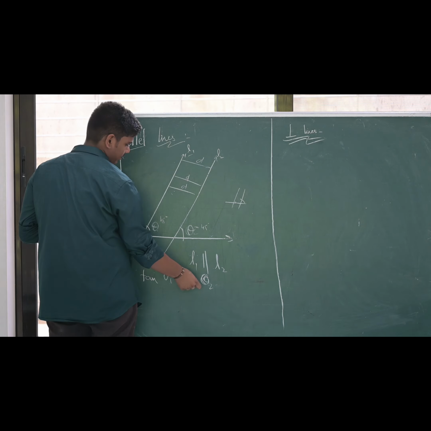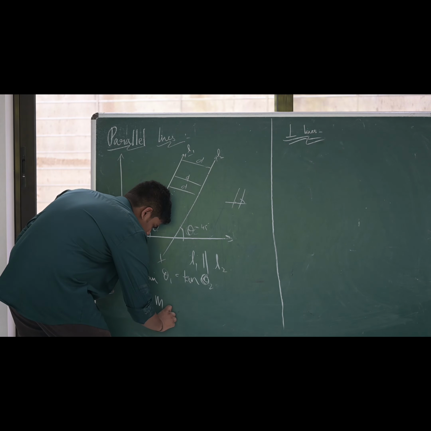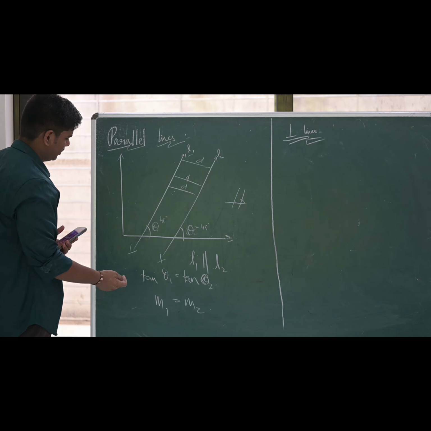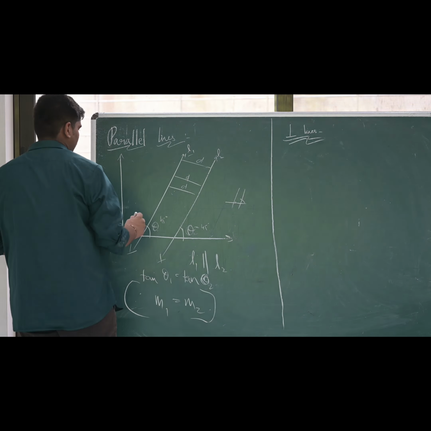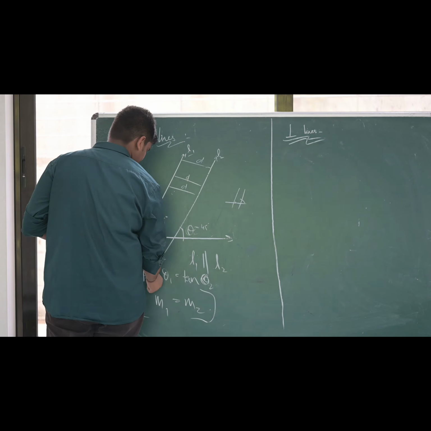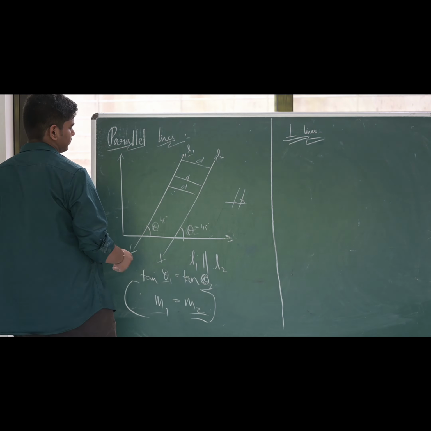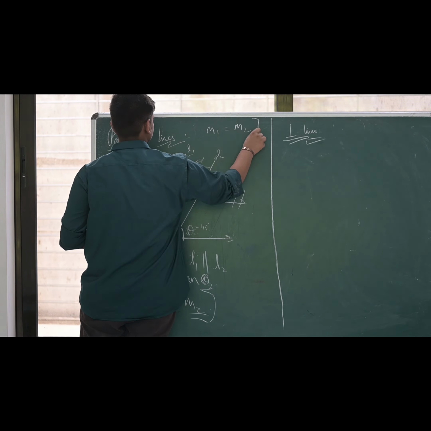Since tan 45 is equal to tan 45, tan theta 1 is equal to tan theta 2. So the slope of one line is equal to the slope of the other line. Hence m1 is equal to m2. We have derived that tan theta is the same, so the slope also will be the same. m1 is equal to m2.